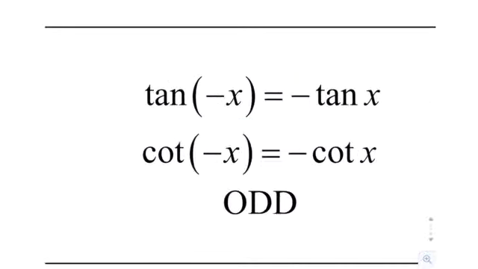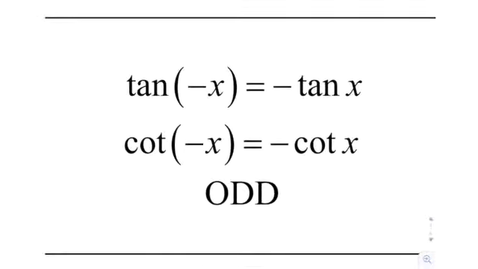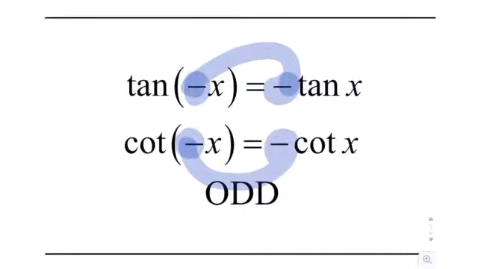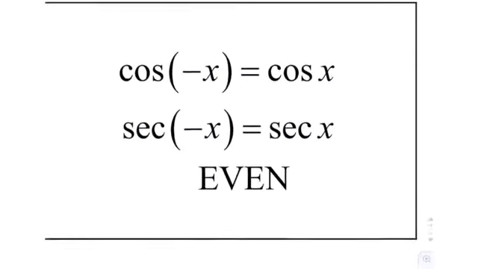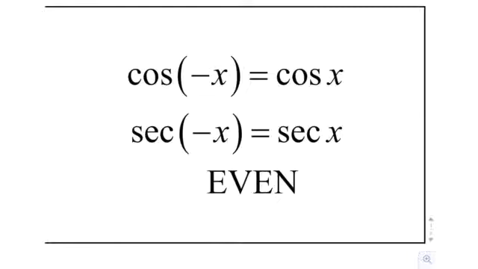The other set are tangent and cotangent. Those are the other 2 pairs of odd functions. So again, negative inputs become negative outputs, or negative outputs become negative inputs. And then the classy ones over here, the even functions, secant, its reciprocal, cosine. What happens when we have a negative input on an even function? We forget about them.